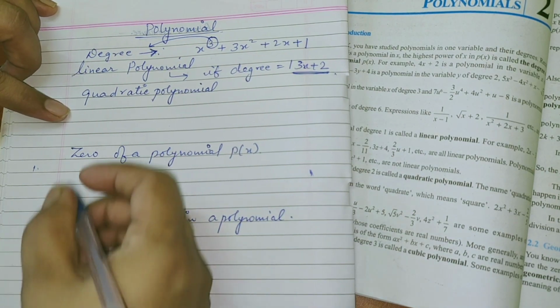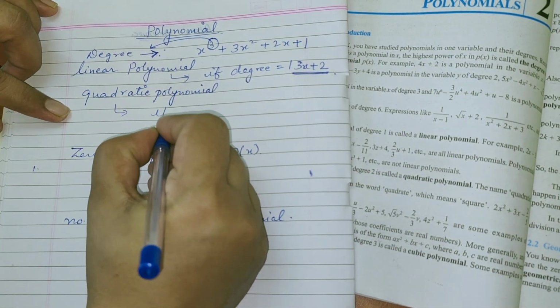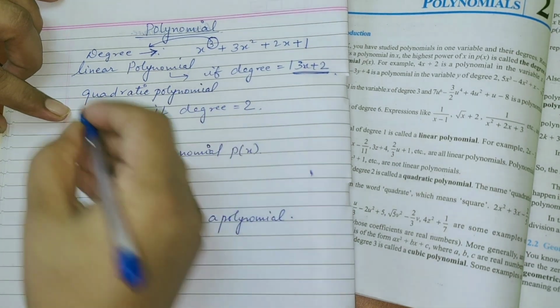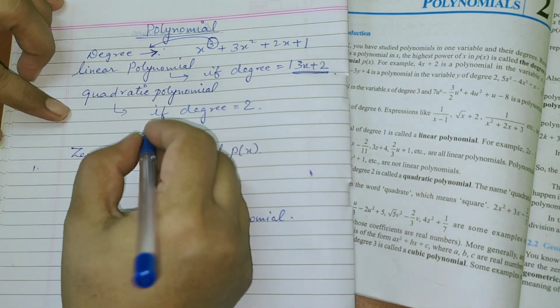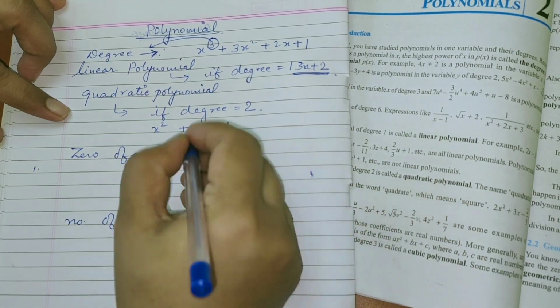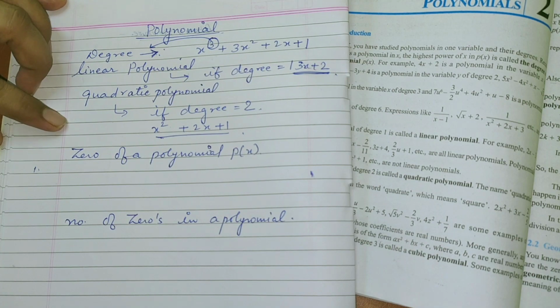Next, quadratic polynomial, if degree is equal to 2, we say it's a quadratic polynomial. For example, if it's x square plus 2x plus 1, then this is a quadratic polynomial.